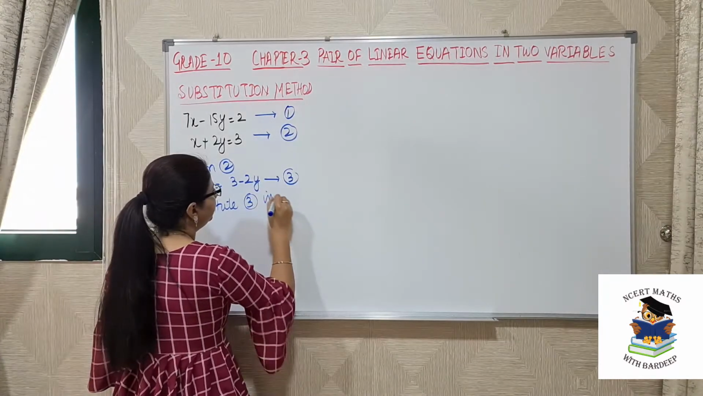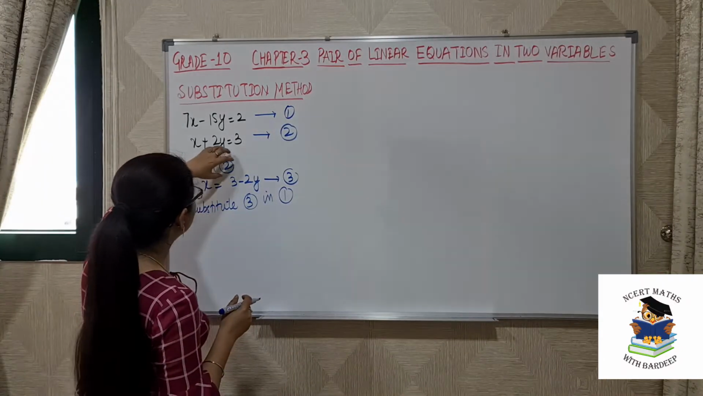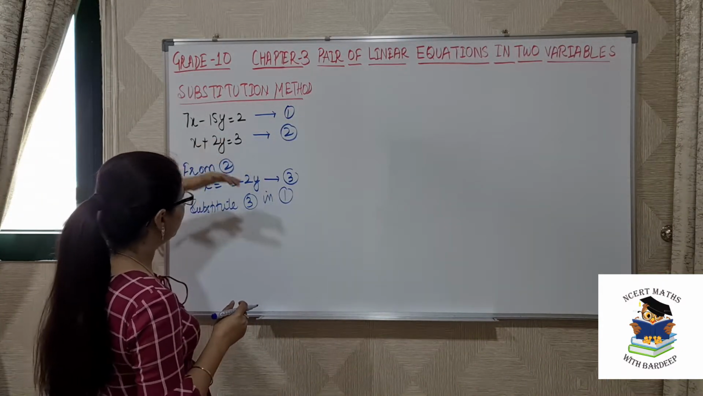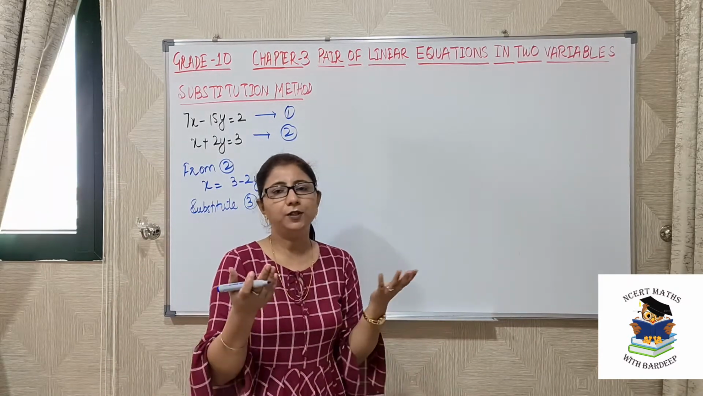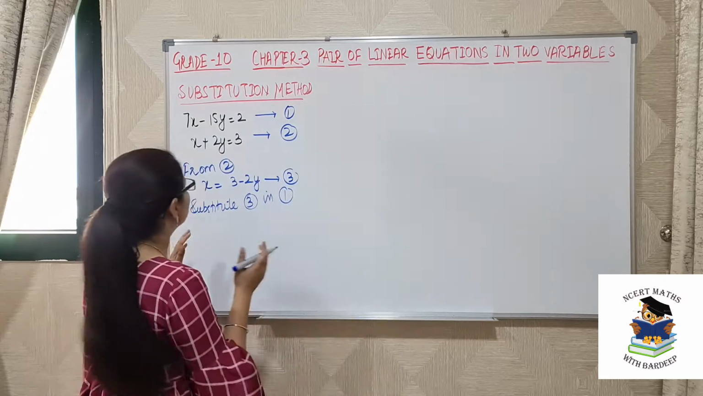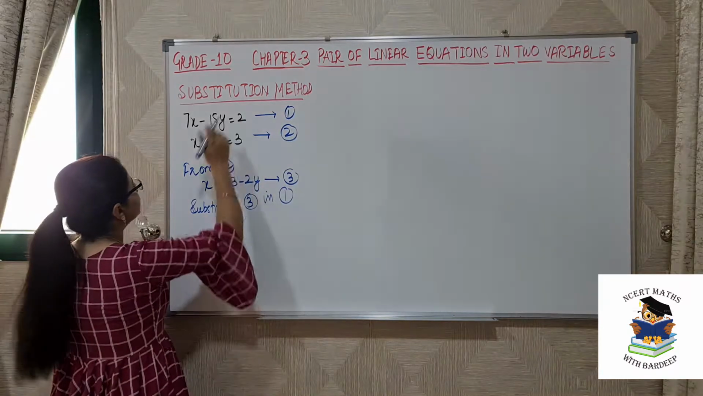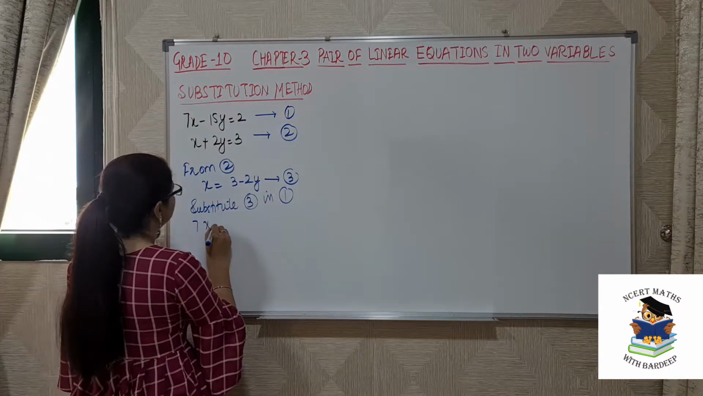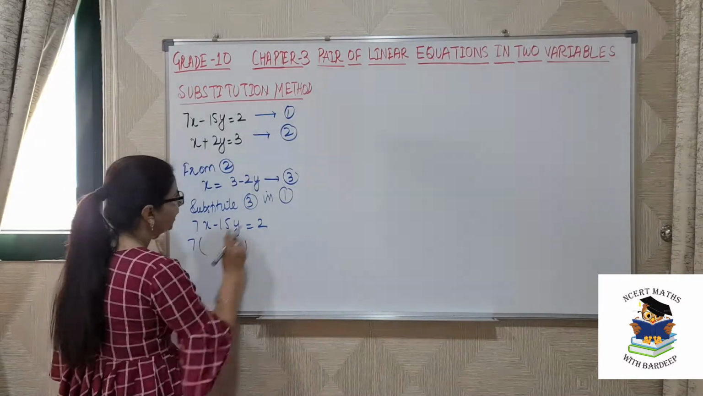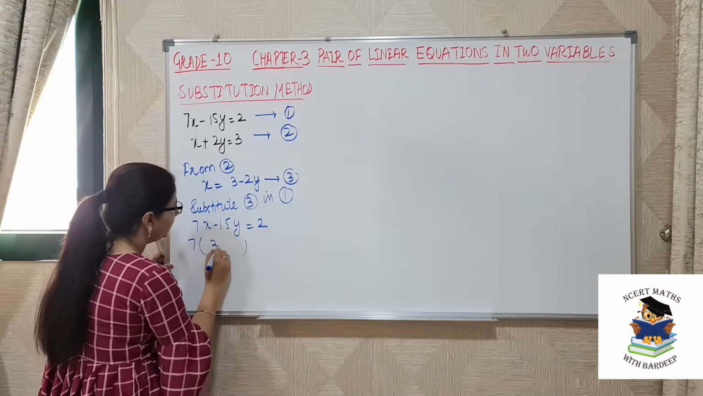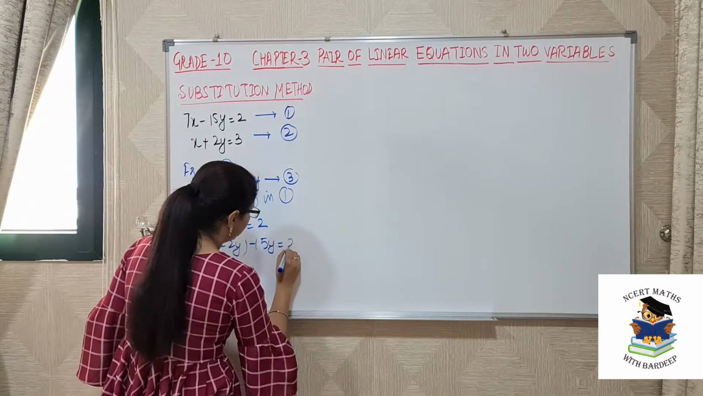3 in 1. Mostly students will make this mistake, that they will calculate the value of variable from one equation and again they will substitute in the same equation. Then they will not be able to find the solution. So always remember, find from one and substitute in another. So let's substitute now. 7 times x minus 15y equals to 2. So 7 times value of x, this is 3 minus 2y, minus 15y equals to 2.